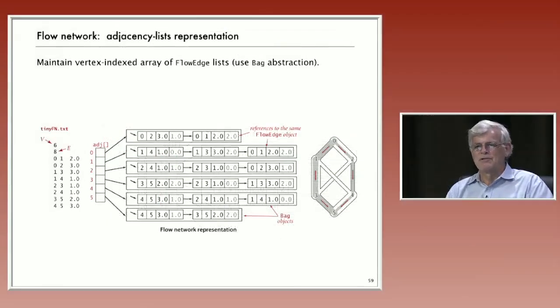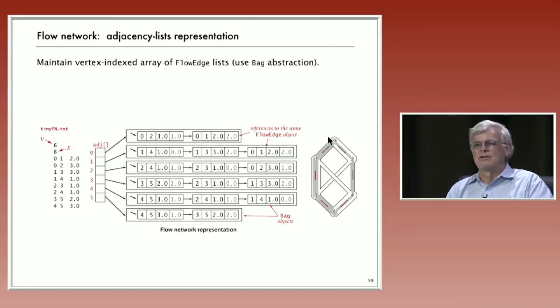Networks are usually huge and sparse, so we use a vertex-indexed array, and the entry associated with each vertex will contain references to all the edges that are incident on that vertex, whether they're forward or backward. So just like an undirected graph, you'll have two references to the same edge, one in its from and the other in its to. And then rather than just a weight, they have a flow and a capacity. So from 0 to 2, it's got capacity 3 and 1 unit of flow in it. So that's an example of how to represent that edge.